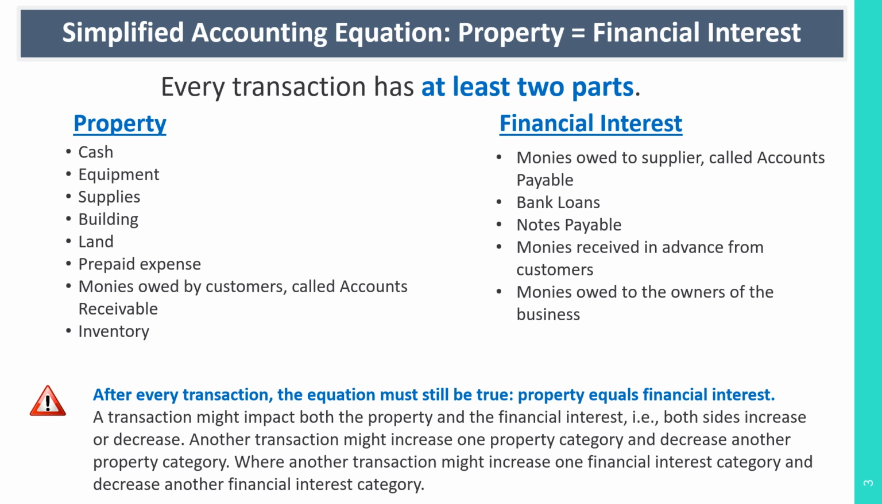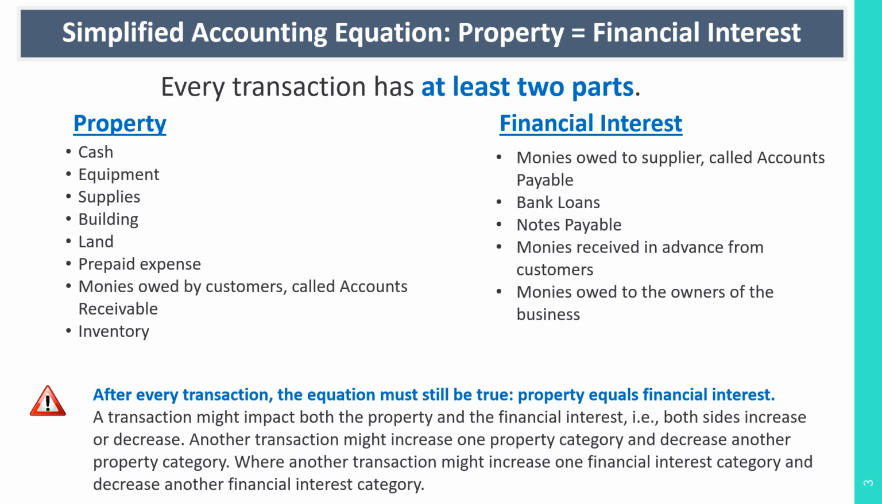And here we're already covering another accounting concept. Every business transaction involves at least two parts. Later, we will call that a debit and a credit, but for now, we'll only talk about increases and decreases. But let's clarify what is property and what is financial interest. Property includes things like cash, equipment, supplies, building, land, prepaid expenses, monies owed by the customers called accounts receivable, and inventory. In short, property that the company owns.